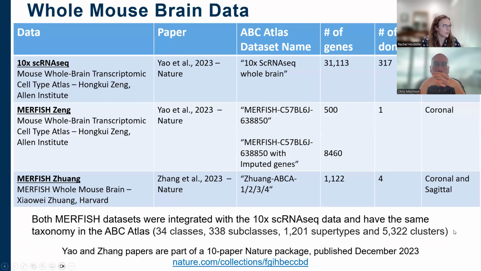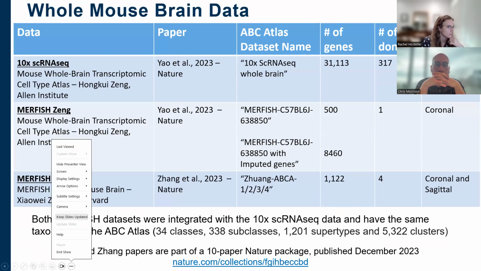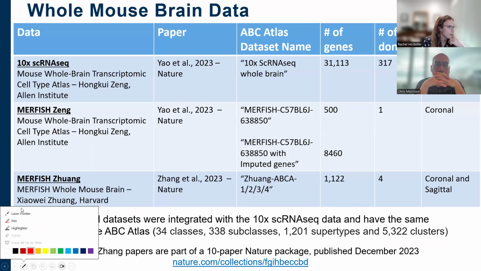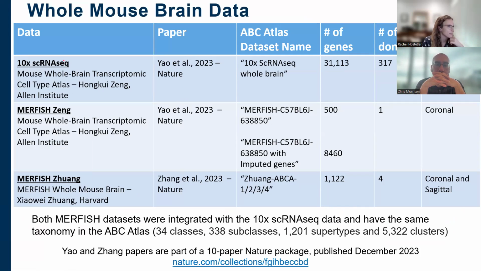Okay, some more detail about that. There were 2 different papers involved in this study, Yao et al. 2023 and Zhang et al., and these are divided into a couple of different data sets in the Allen Brain Cell Atlas. First we have our 10x single cell data, where over 30,000 genes were profiled, and this information came from over 300 different mice that underwent microdissections of different brain areas.